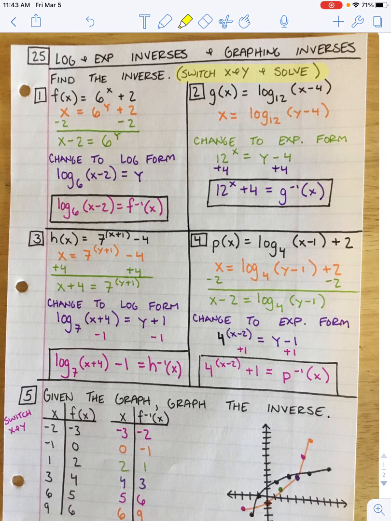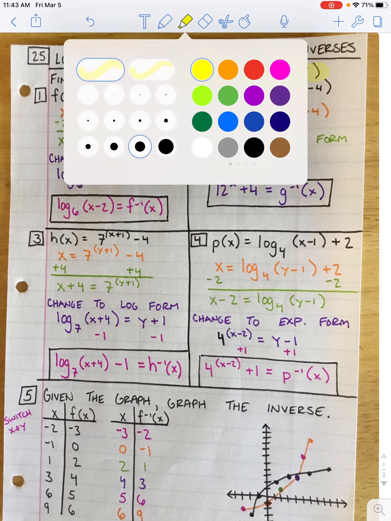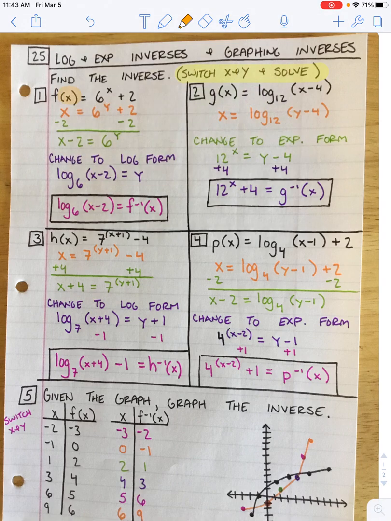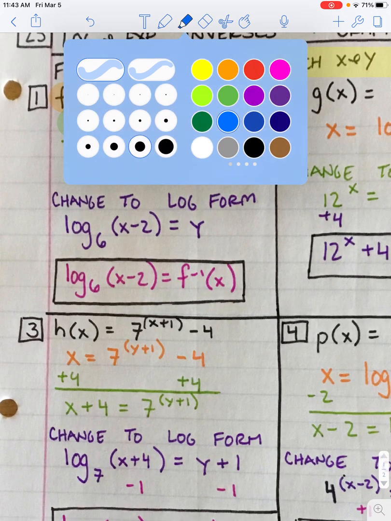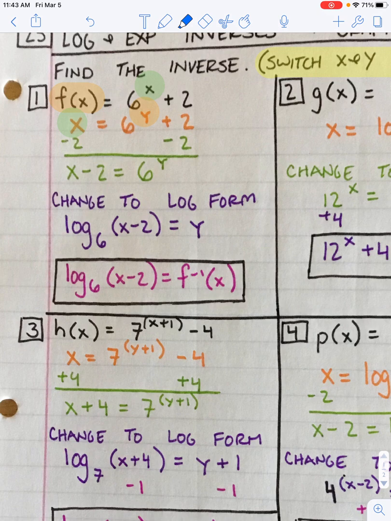So for our first problem, we have f of x, which we know is the same thing as y, is equal to 6 raised to the x plus 2. So we have to switch that x and that y. So that f of x becomes x, and that 6 to the x becomes 6 to the y. So now we have to go through the steps to solve. So in order to solve here, we have to get rid of that positive 2. So we subtract 2 from both sides.